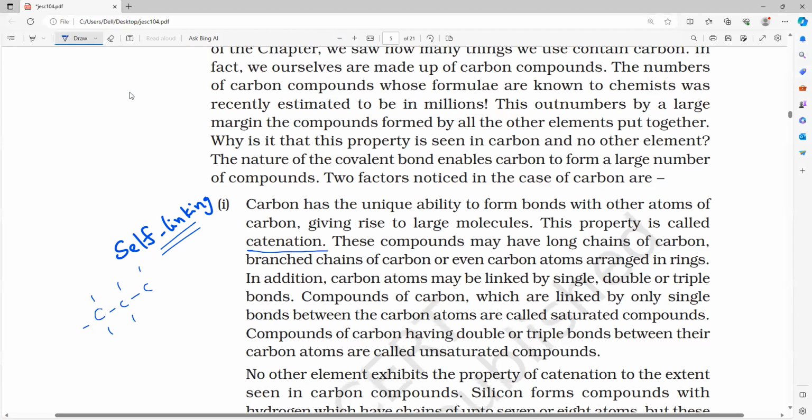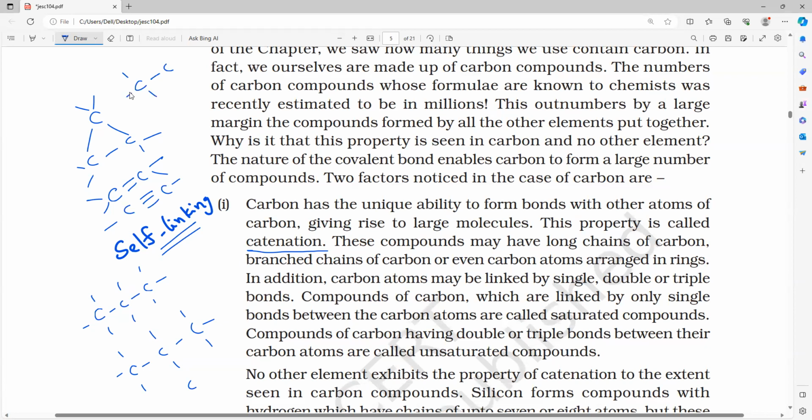Continuously they can form straight chain compounds, or branched chain compounds, or even ring chain compounds. So whatever they want, they can form based upon the arrangement, and they can even form multiple bonds. As I said, carbon-carbon can form multiple bonds: a single bond, a triple bond, a single bond. Like that, it can form multiple bonds by itself.